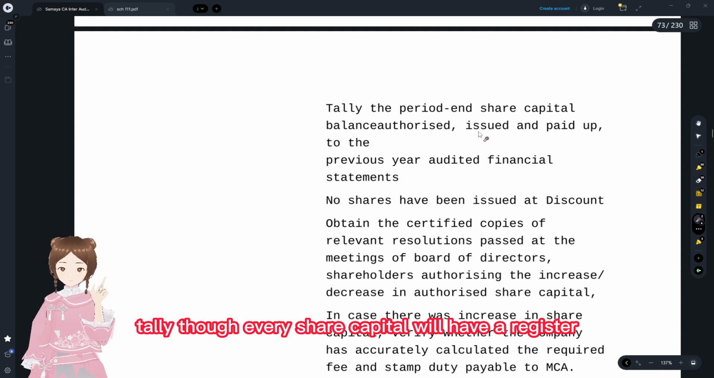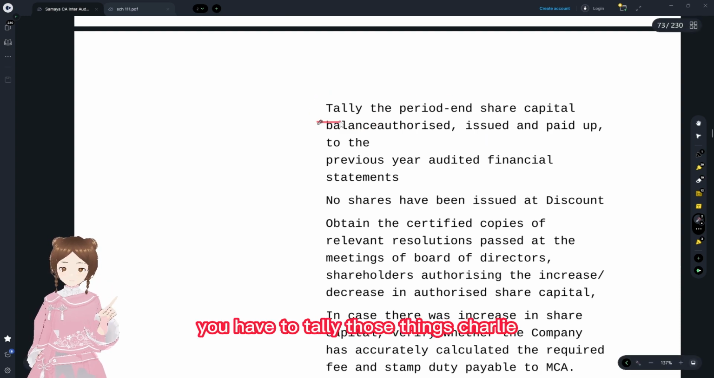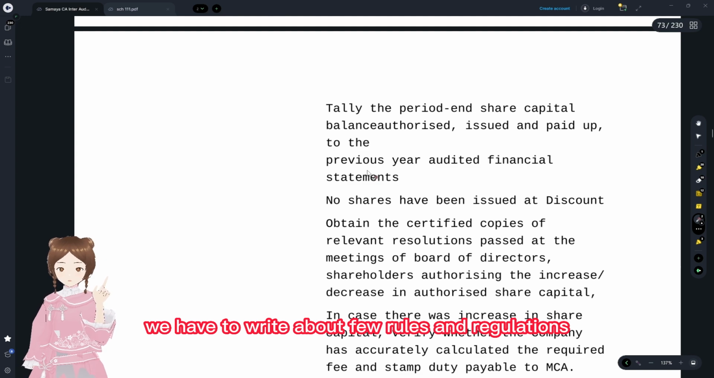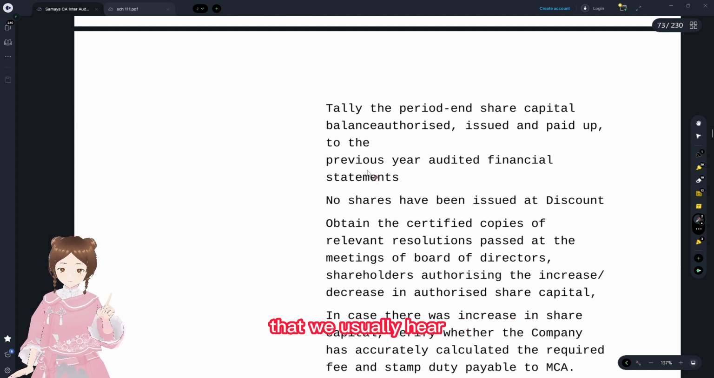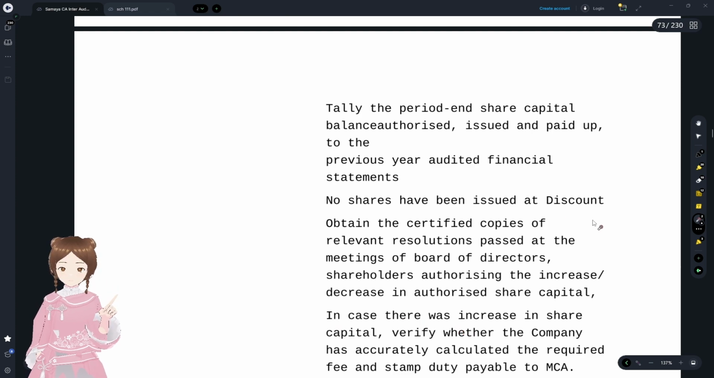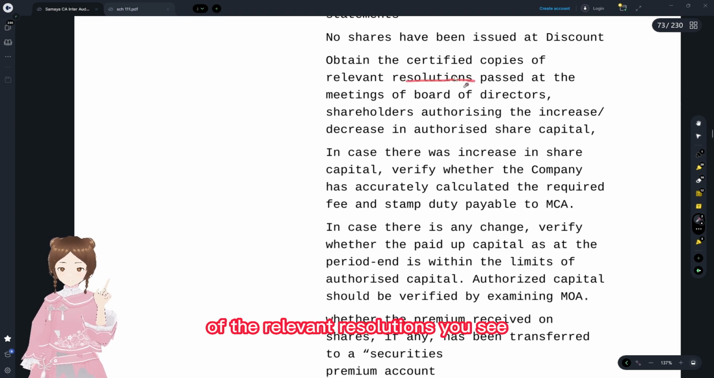Every share capital will have a register that consists of opening and closing balances. You have to tally those balances. Second, we have to write about a few rules and regulations that we usually hear: that shares should not be issued at a discount, and obtain certified copies of the relevant resolutions.